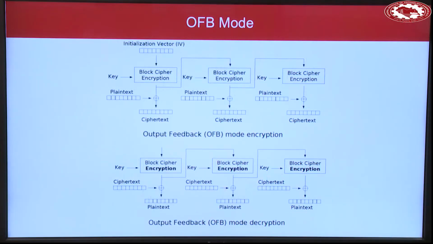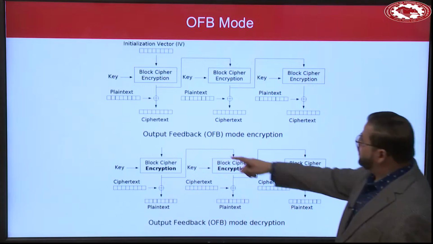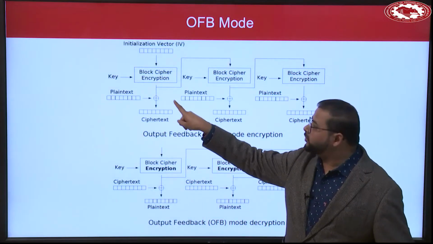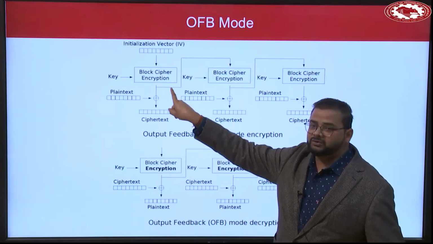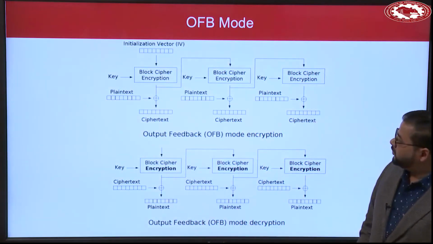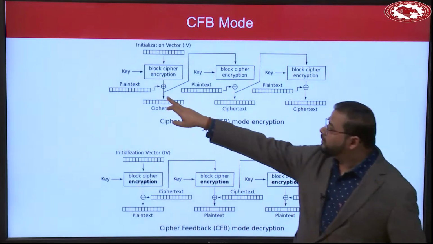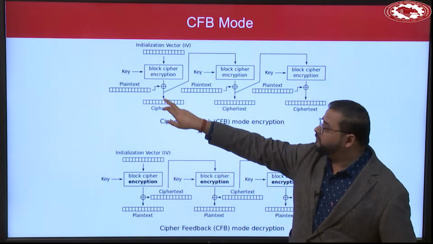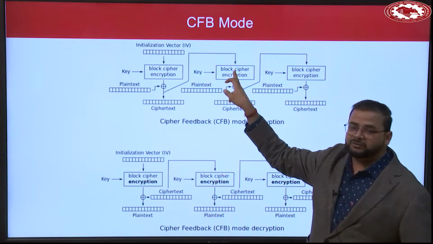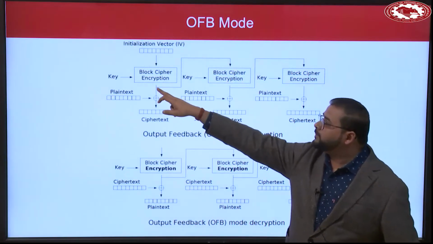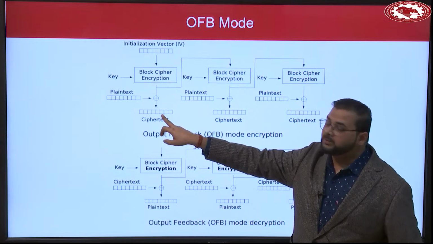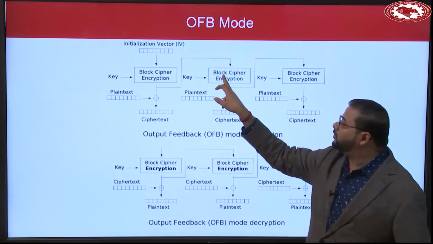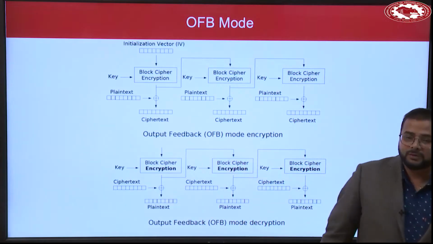Now there's another mode called output feedback mode. So what's the difference? Rather than using the cipher value, I'm using the output value. Before I XOR it, I'm just using this value. Earlier, what were we using? The final outcome. That's why we call it cipher feedback. I'm using the final outcome, the ciphertext, as feedback to the next block. But here I'm using the output of this block, not the cipher, and the outcome of this goes to the next, and so on.